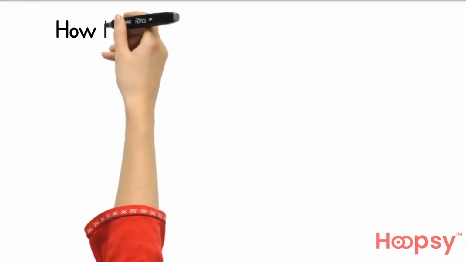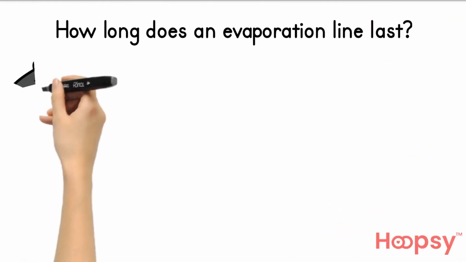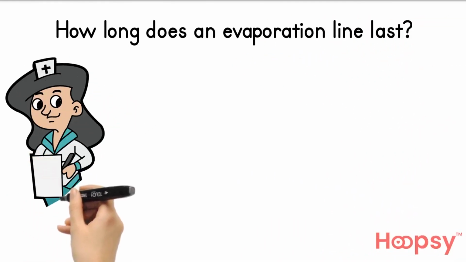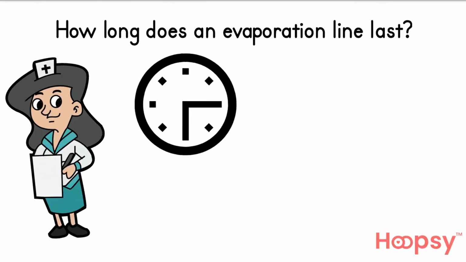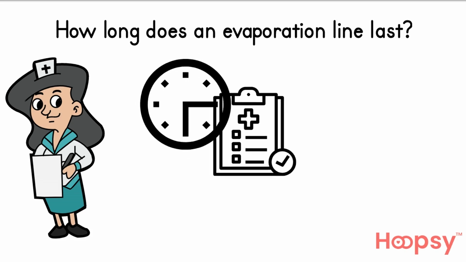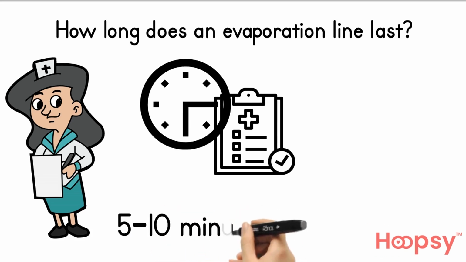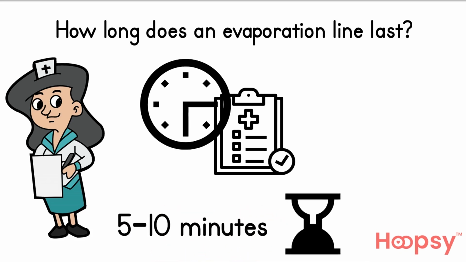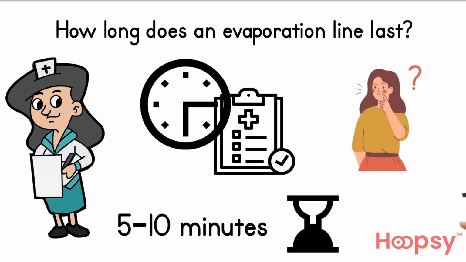Question 2. How long does an evaporation line last? Most pregnancy tests instruct the user to read the results within a certain number of minutes after taking the test. This time frame is typically within 5 to 10 minutes after taking the test. If the test is read outside of this time frame, the evaporation line may appear and may cause confusion.